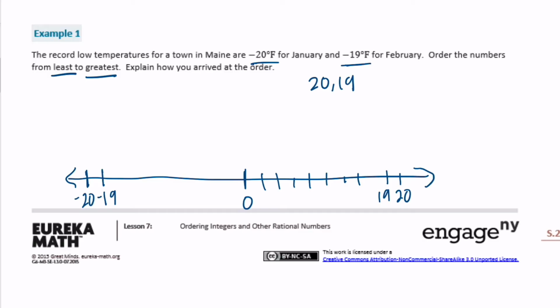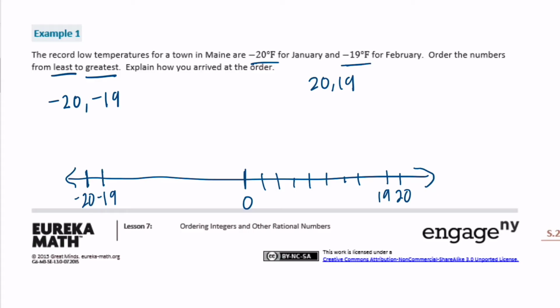And we're looking for whatever is closest to 0 is actually larger, right? You'd rather owe someone $19 than owe them $20 because owing 19 is less than owing 20. So -19 is greater in this case than -20. So if we wanted to put them from least to greatest, we would have -20, -19.